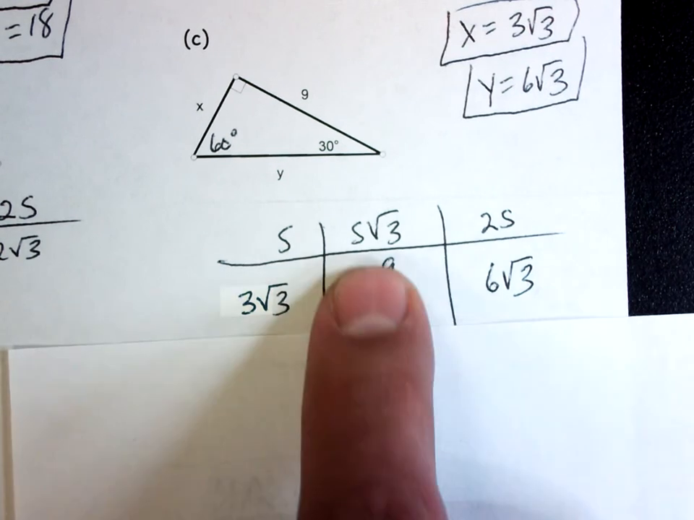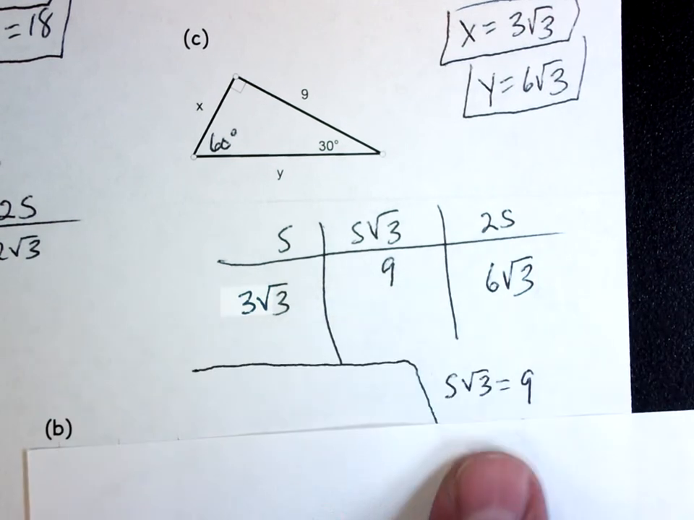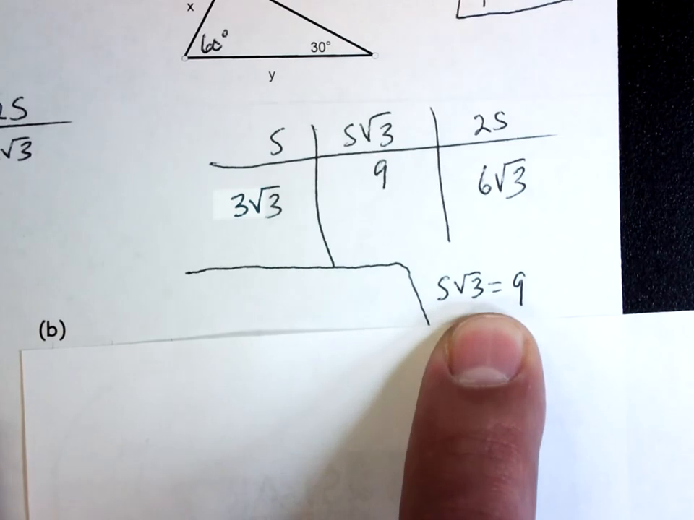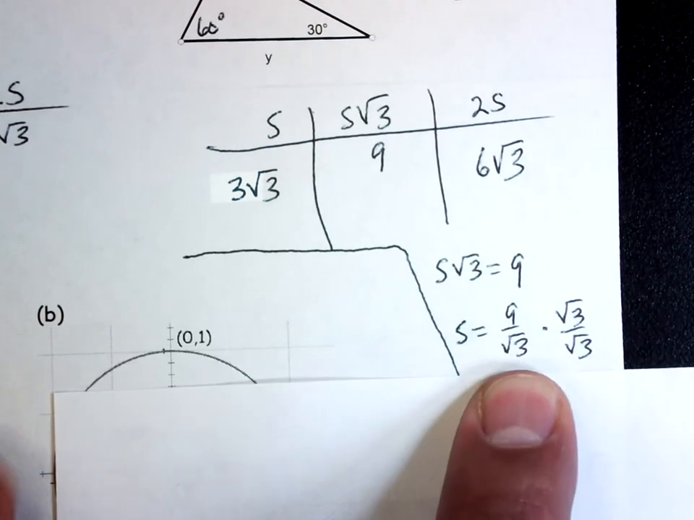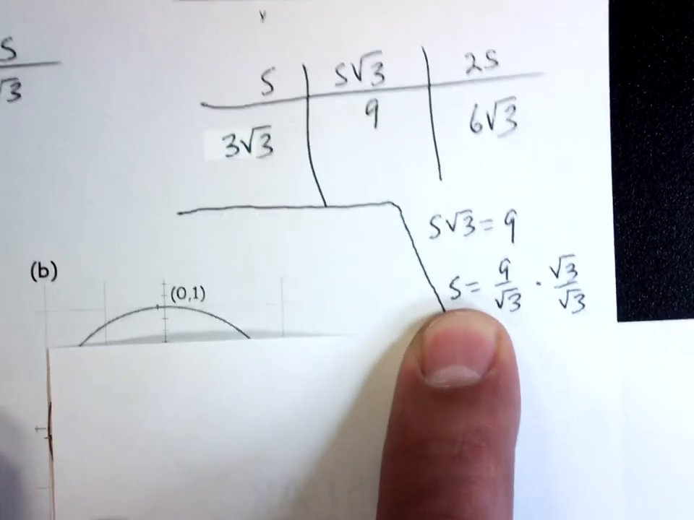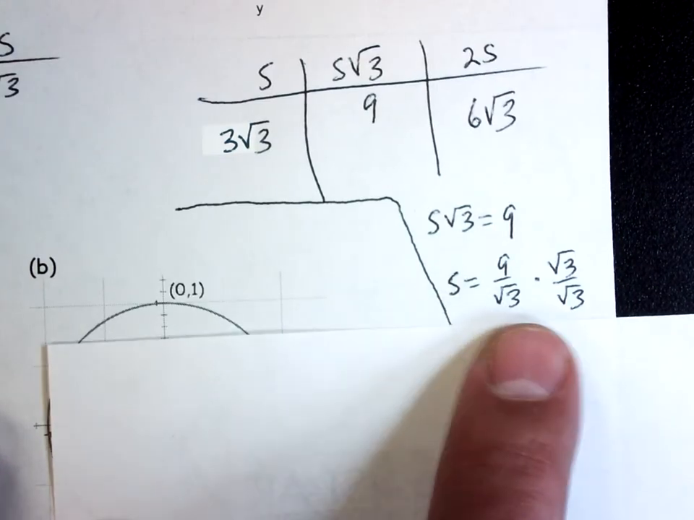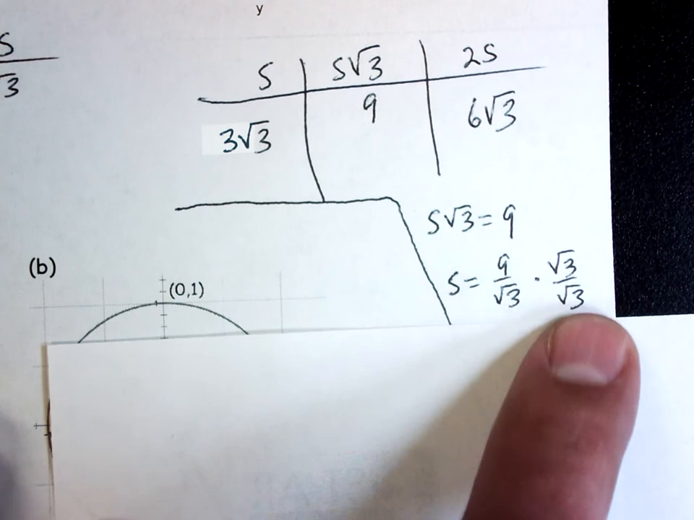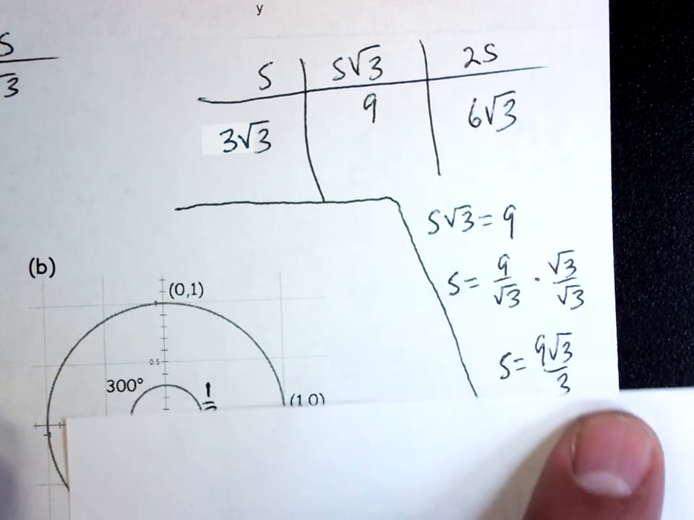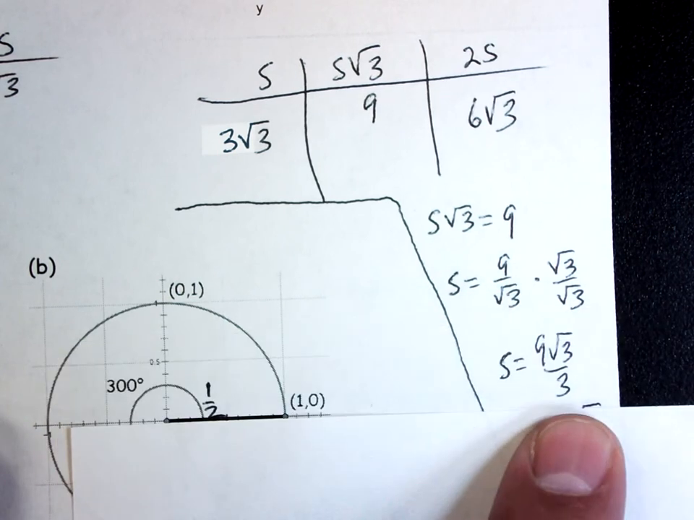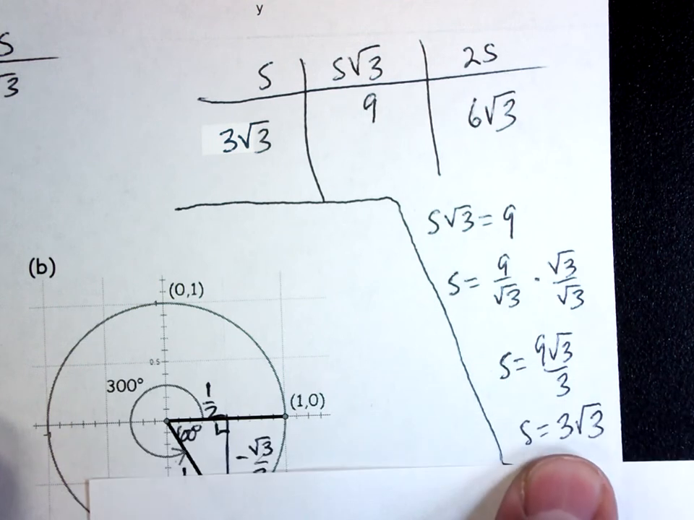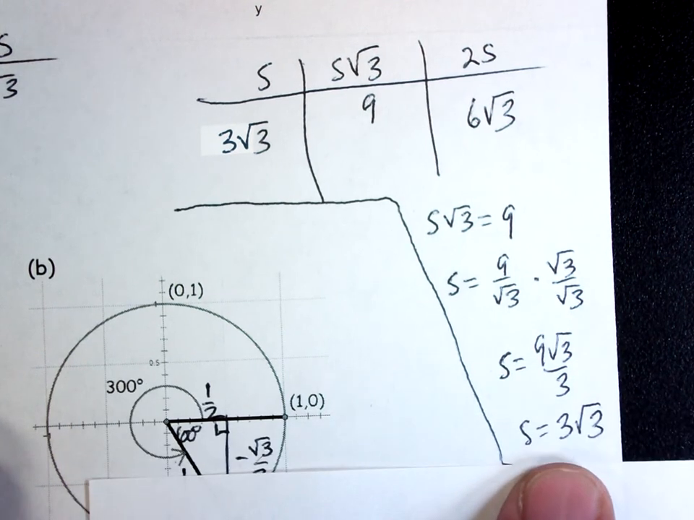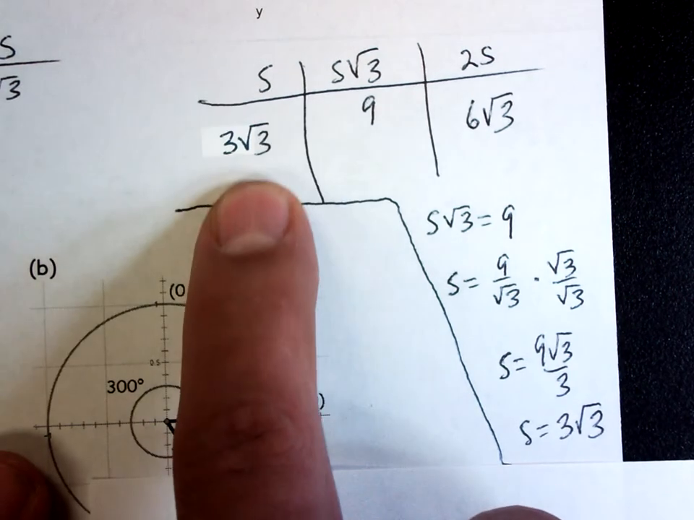So s root 3 must be equal to 9. Divide both sides by root 3, and I get 9 divided by root 3 is equal to s. Remember, I cannot have a radical on the bottom, so multiply both by root 3 over root 3, which gives me 9 root 3 over 3. 9 divided by 3 is 3, so my s is 3 root 3.